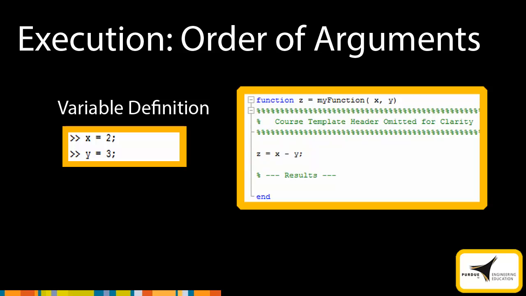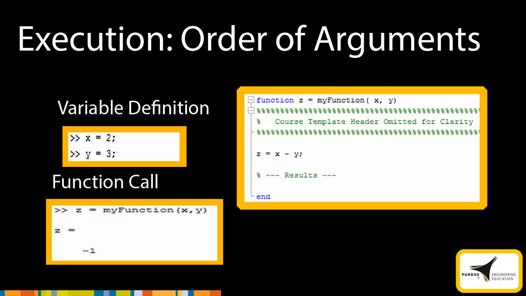Shown here is the function call we would type into the command window. Notice that the first variable in the call is x and the second is y. When MATLAB executes the function call, these values are sent to the user-defined function in this order. So, in the function, x is assigned a value of 2 and y a value of 3, and z is calculated to be -1. Once MATLAB determines there are no more lines of code in the user-defined function, it returns the specified variables to the original function call.